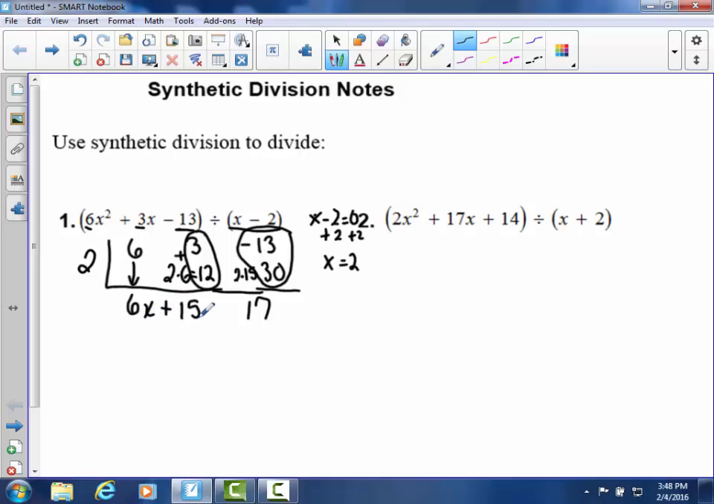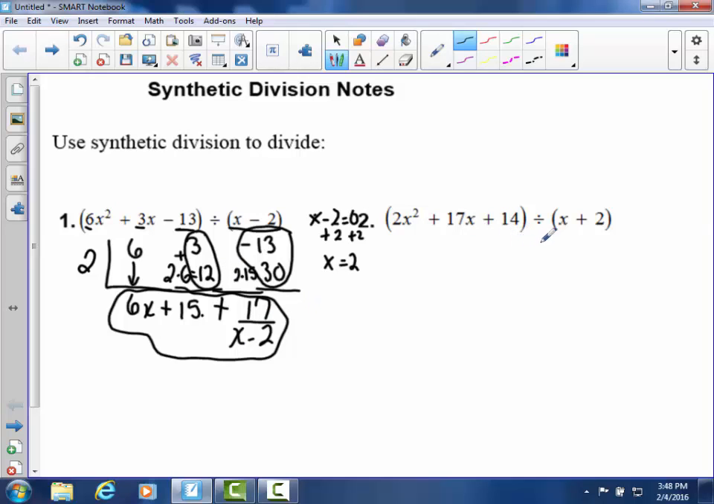Then after x I have no x's, and then the last thing is my remainder, which I put over what I divided by. So that is my answer: 6x plus 15 plus 17 over x minus 2 is the quotient for that polynomial division.